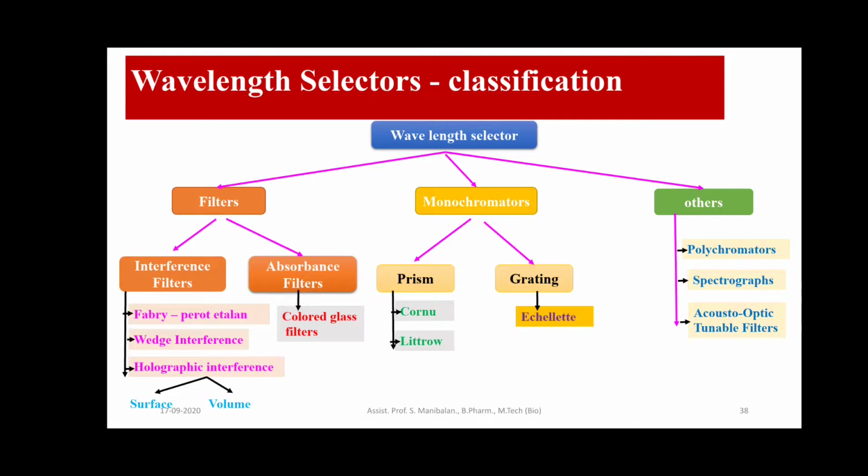Other wavelength selectors you can see are polychromators. They can produce a wide range of spectrum, from which we can select any one of the nanometers we want. Then spectrographs and acousto-optic tunable filters. These are the newer ones.